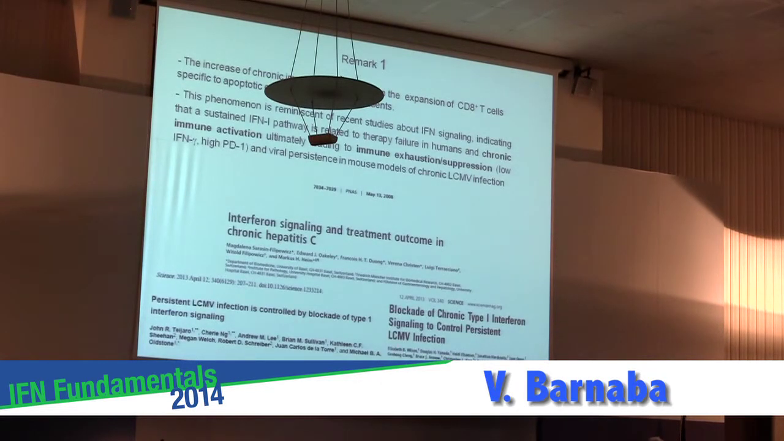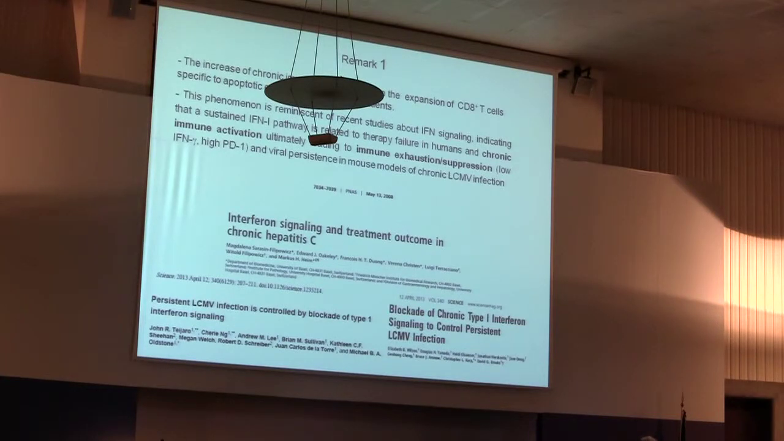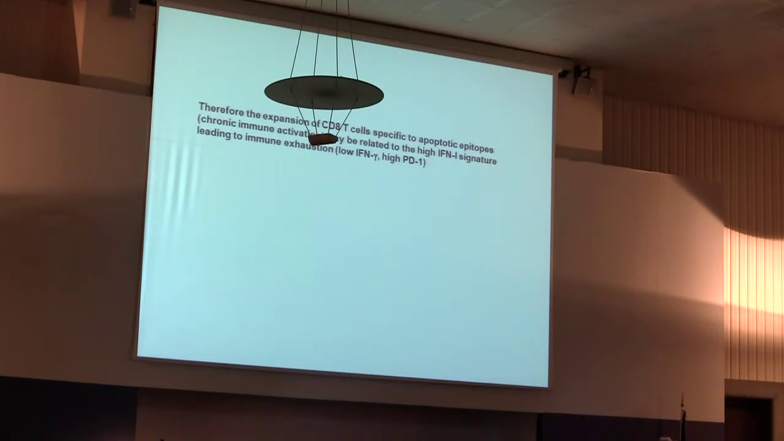But this phenomenon is reminiscent of recent studies about interferon signaling, indicating that in humans a sustained interferon-1 pathway is related to therapy failure. Two papers published back-to-back in Science some years ago demonstrated that chronic immune activation ultimately leads to immune exhaustion, suppression and viral persistence. Thus, we suggest that the expansion of CD8 positive cells specific to apoptotic epitopes, and chronic immune activation, may be related to the high interferon-1 signature leading to immune exhaustion.